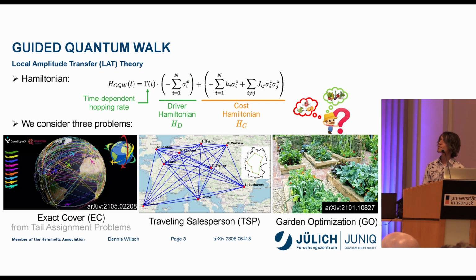And in particular, we'll consider three such problems. One is exact cover problems. They derive from tail assignment, a problem in the aircraft industry. Another one is the traveling salesperson problem. And the third one is garden optimization, which is from agriculture and companion planting, where the goal is to arrange plants on a grid such that neighboring plants have optimal symbiotic relations.